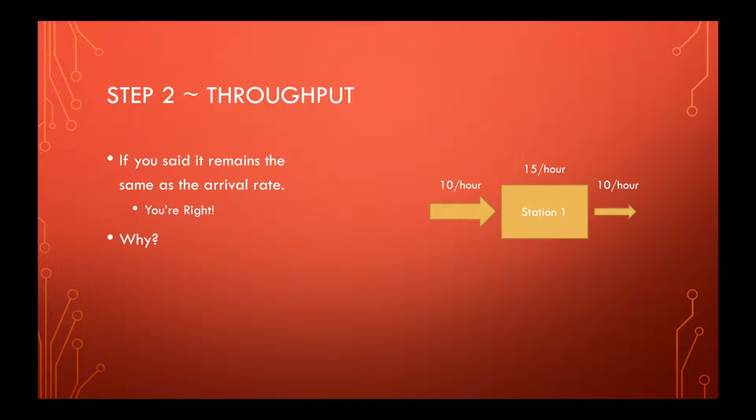So if your intuition told you that the departure rate or the throughput through the station was going to remain the same as the arrival rate, you are correct. This is because if you think about this intuitively, there's 10 parts per hour coming into station 1, and station 1 can process 15 parts per hour. So the most amount of products that are going to go through station 1 per hour are 10 products per hour, because station 1 can handle the 10 products per hour that are coming into the workstation.